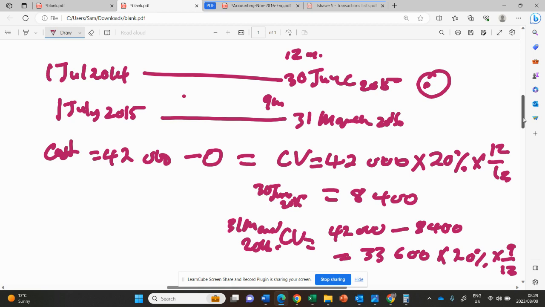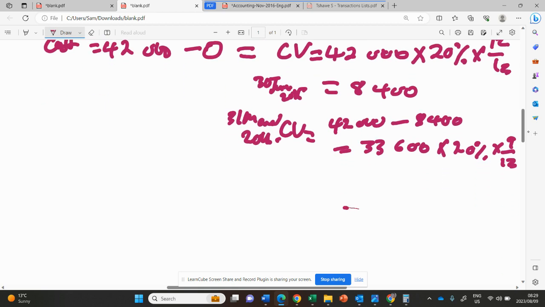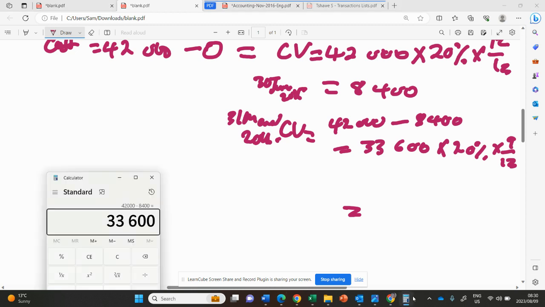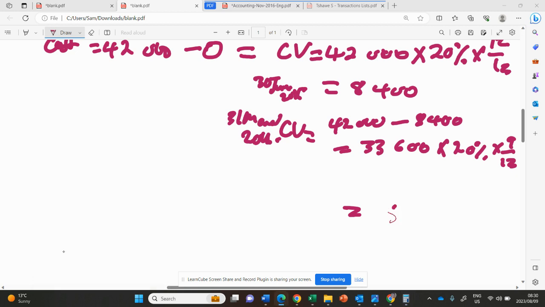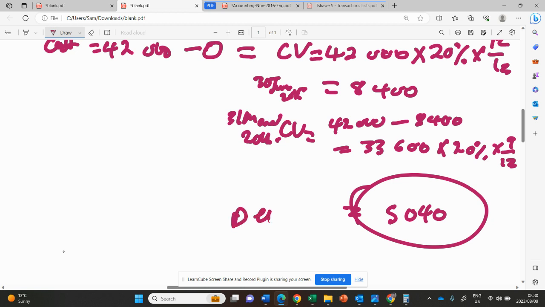Let's use the calculator. You're gonna say times 20%, then times 9 divided by 12. Then it's 5,040. So this 5,040 is the depreciation on the 31 March 2016.